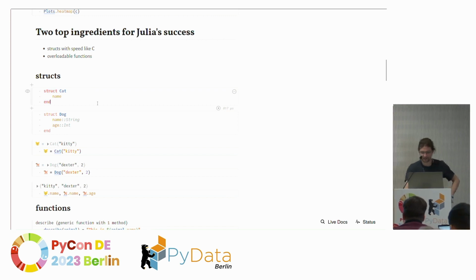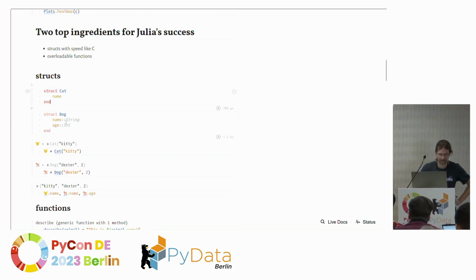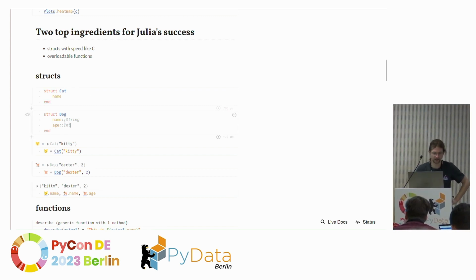We have here two structs, a cat and a dog. You see that we can also have some fields, and we can assign types to the fields. By default, if you define such a struct, a field always has the type Any, so it can store anything. But this is usually quite bad for performance.